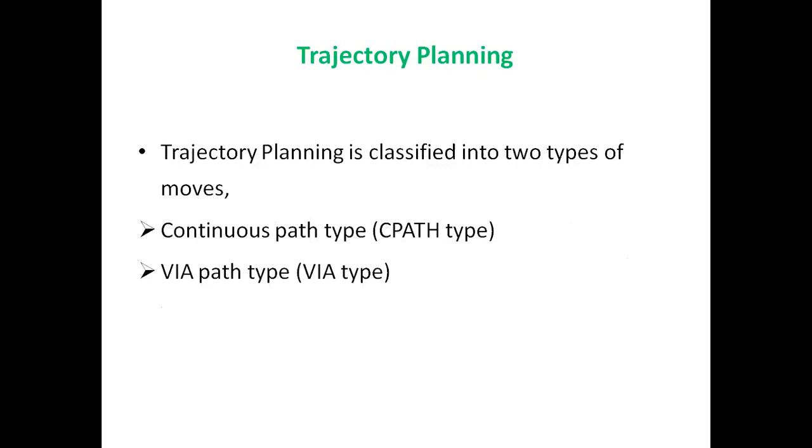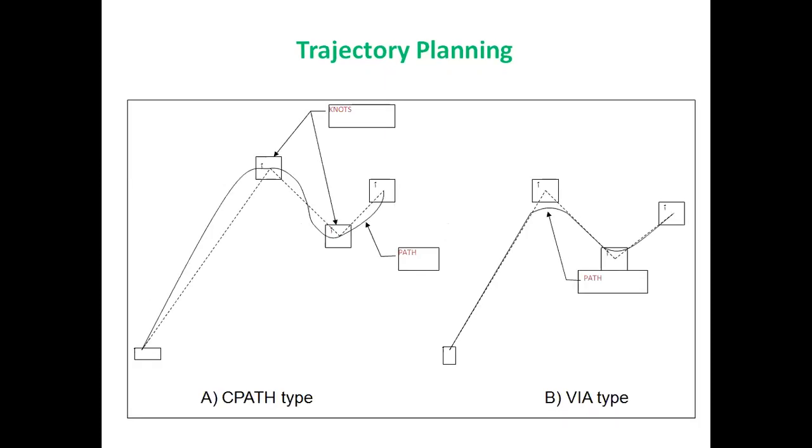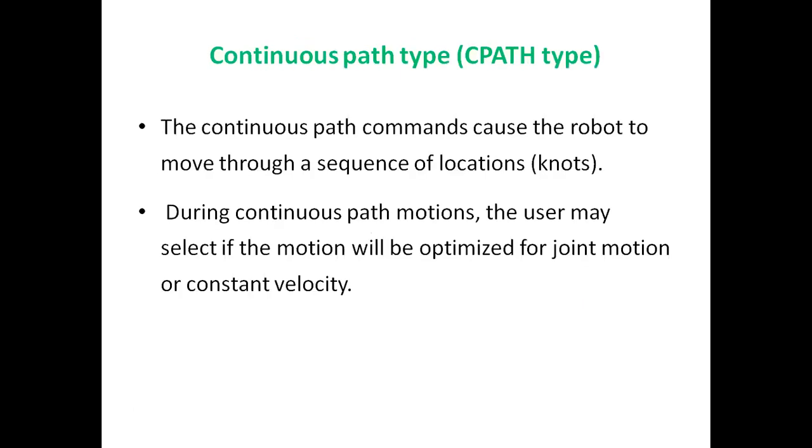Trajectory planning is classified into two types of moves: the continuous path type and the via type. In the continuous path type, the robot moves continuously from the start task to the end task, following the path. The via type means passing through points along the way. The continuous path type commands the robot to move through a sequence of locations.